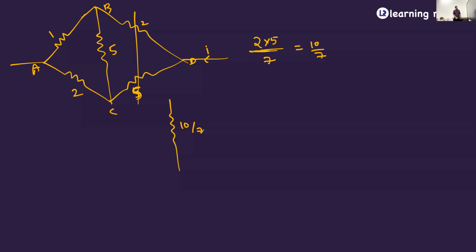Then what do I have here? I have a 5 here. Then what do I have here? 2 into 1 by 3. So it will be 2 by 3. Now, how are these three connected? That will be the answer. So 1 by R1 plus 1 by R2 plus 1 by R3 is equal to 1 by R effective. Find the value of R effective. That part I am leaving it here.